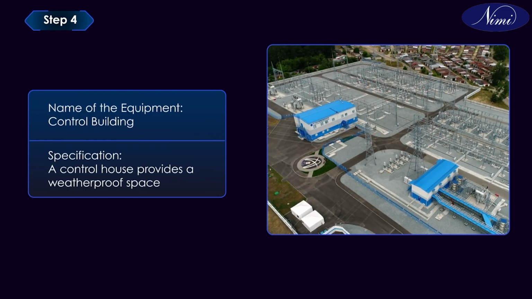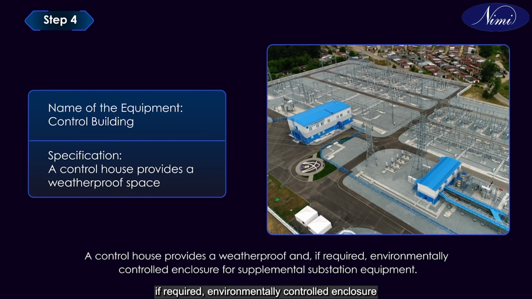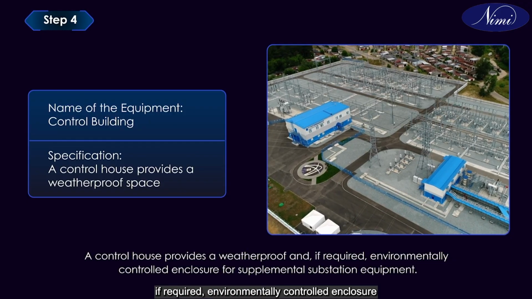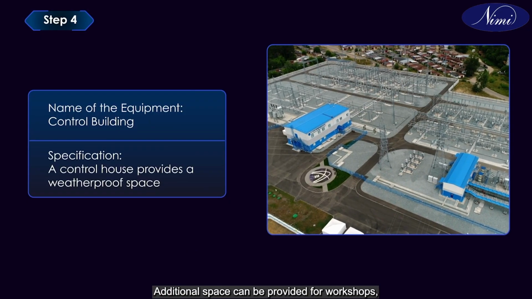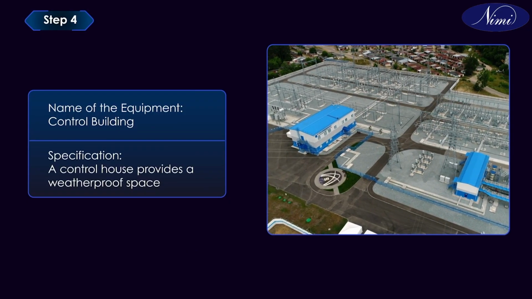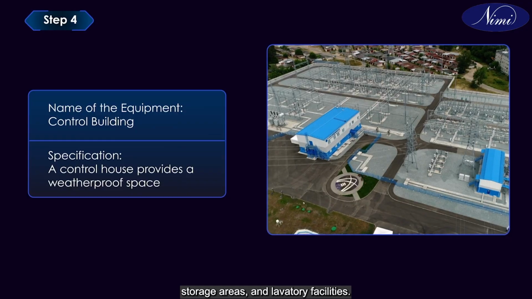Control building. A control house provides a weatherproof and, if required, environmentally controlled enclosure for substation equipment. Additional space can be provided for workshops, equipment testing and repair, storage areas and lavatory facilities.